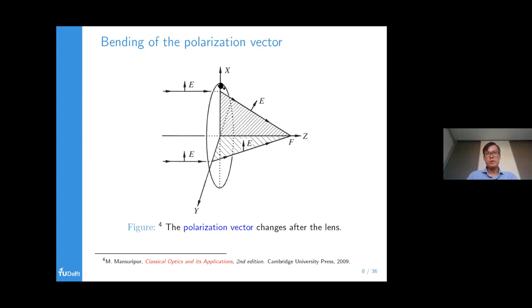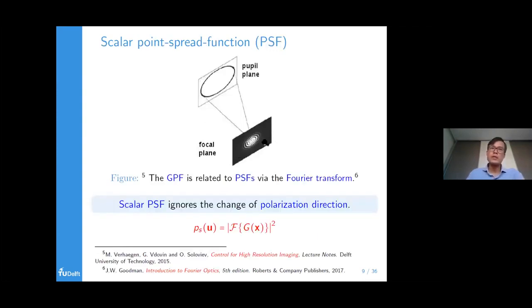And for low numerical aperture, that is, when the radius is small relative to the focal length, the change of direction of this vector is small and can be ignored. This is the key simplification leading to the scalar diffraction theory. According to the scalar diffraction theory, the light in the pupil plane and the light in the focal plane are related via the Fourier transform.